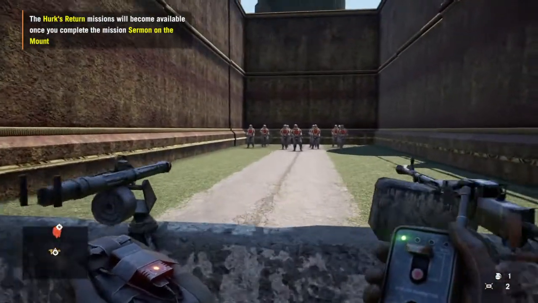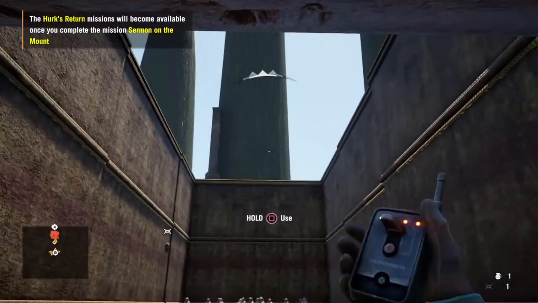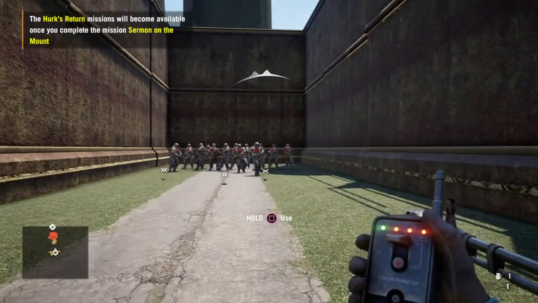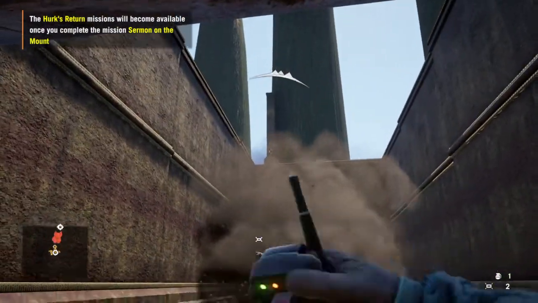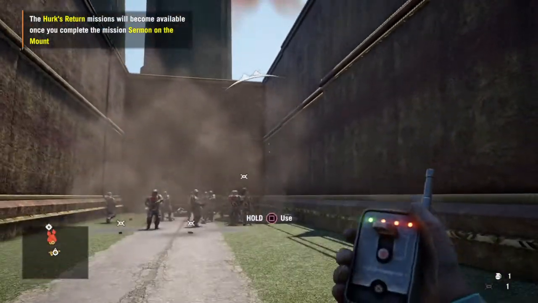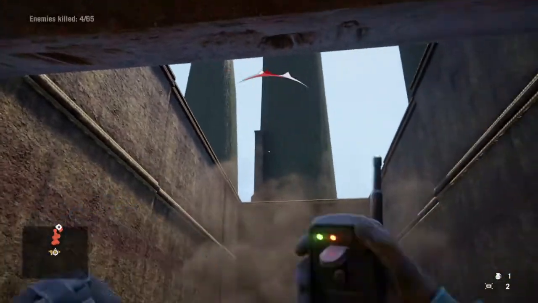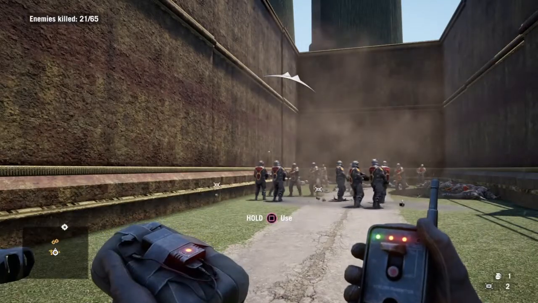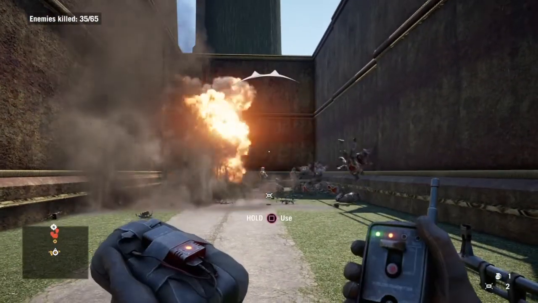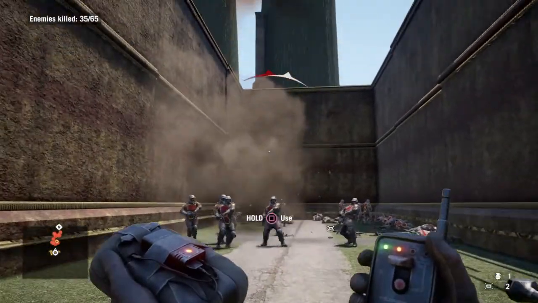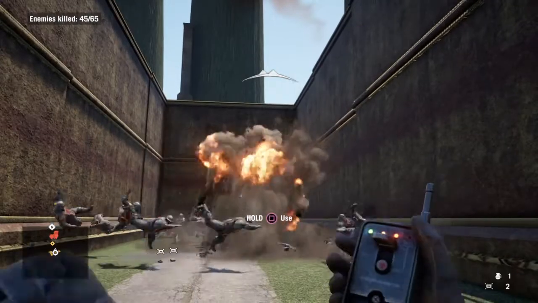C4, what should I do with this? What is it? I had infinite ammo. I just threw two at a time. Run away, bitch.